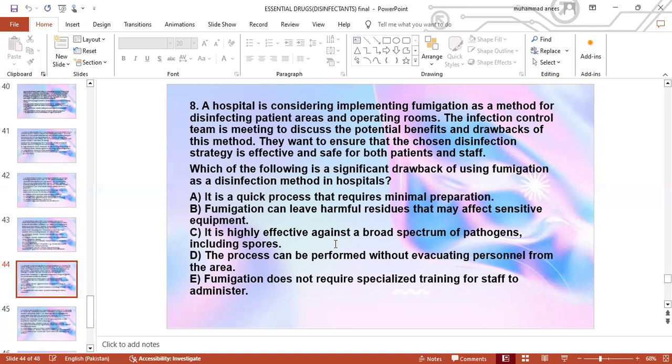Eight, a hospital is considering implementing fumigation as a method for disinfecting patient areas and operating rooms. The infection control team is meeting to discuss the potential benefits and drawbacks of this method. They want to ensure that the chosen disinfection strategy is effective and safe for both patients and staff. Which of the following is a significant drawback of using fumigation as a disinfection method in hospitals?